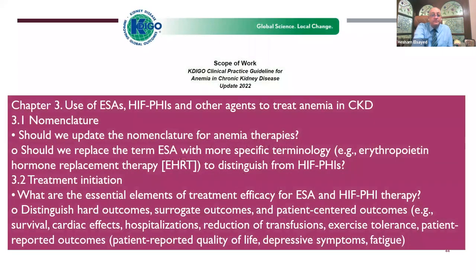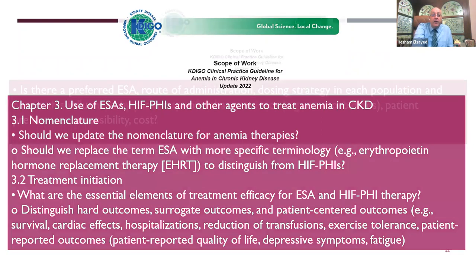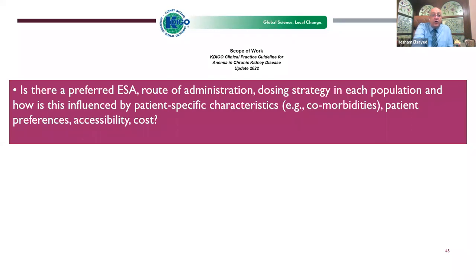They think that the terminology may be changed to erythropoietin hormone replacement therapy to distinguish from hypoxia-inducible factor, which is under the ESA therapy, by the way. What are the essential elements for treatment? Distinguish hard outcomes, surrogate outcomes, patient-centered outcomes, complications, hospitalization, and cardiovascular risk. So we expect that within the following year KDIGO will publish new guidelines.